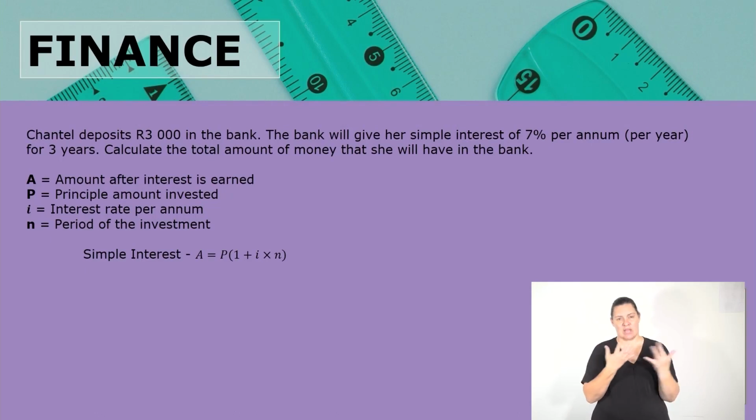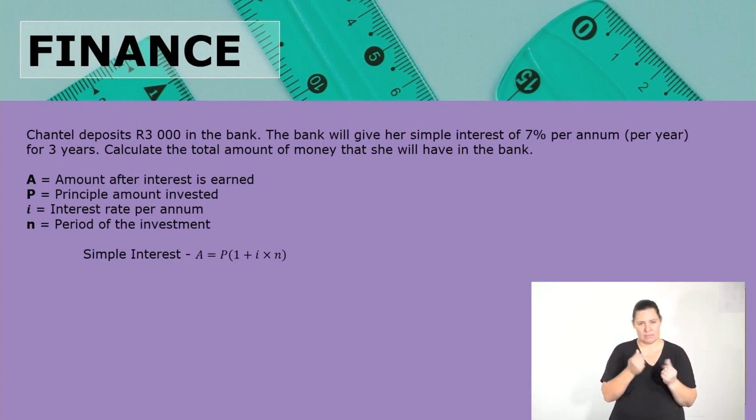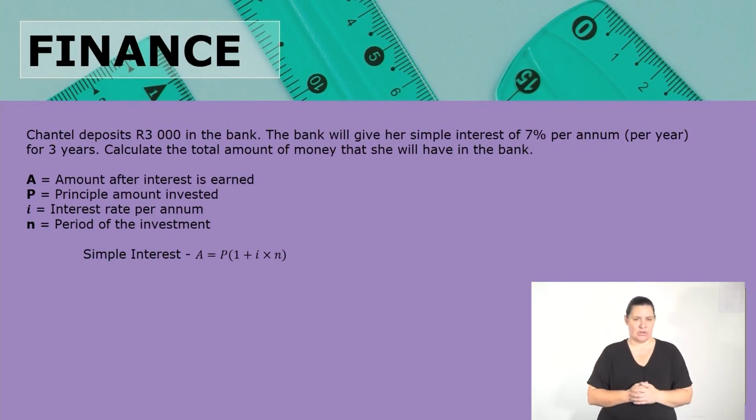For us to calculate this amount, we are going to have a formula. This formula is going to be based on the letters A, P, I, and N. A represents the amount after the interest is earned, so this is our total amount. The P will represent the principal amount invested, so this is the initial amount that Chantal has. The I will represent the interest rate per annum, and the N is the period of the investment.